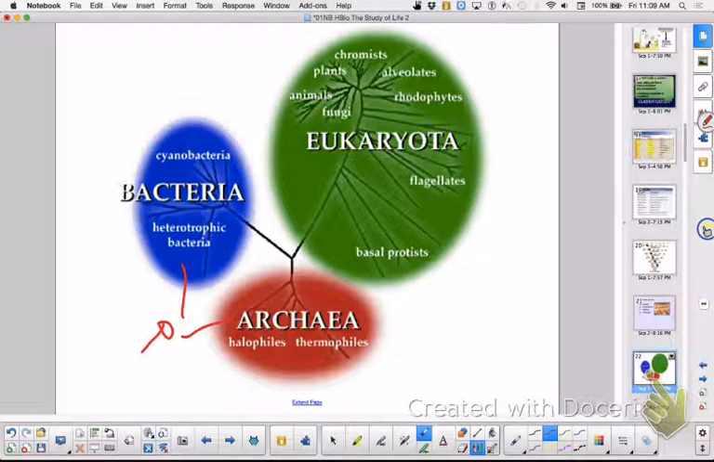So archaea organize their DNA differently. Also their cell walls and membranes are different, but I already gave you that. And they are known as extremophiles. It sounds so funny. I don't know why.